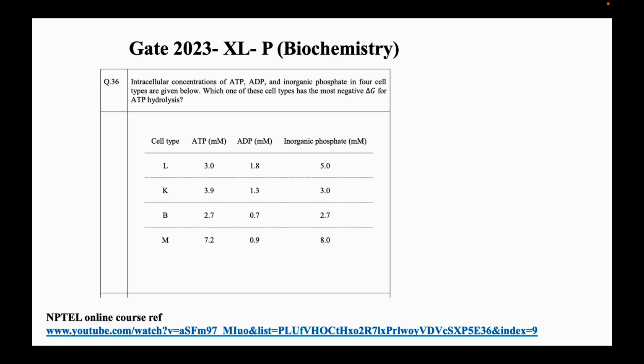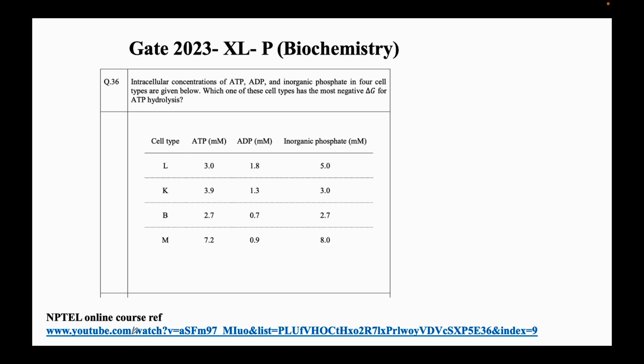Question number 36. Intracellular concentration of ATP, ADP and inorganic phosphate in 4 cell types are given below. Which one of these cell types has the most negative delta G for ATP hydrolysis? So these are the different cell types L, K, B and M, and these are the respective ATP, ADP and inorganic phosphate concentrations given in millimolar.